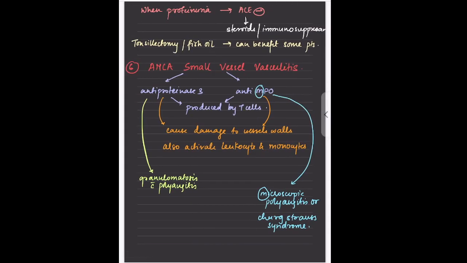Then we have something which is actually a small vessel vasculitis. So small vessel vasculitis is also contributing to glomerulonephritis. Okay. So why am I starting with small vessel vasculitis or IgA nephropathy, these causes of glomerulonephritis?